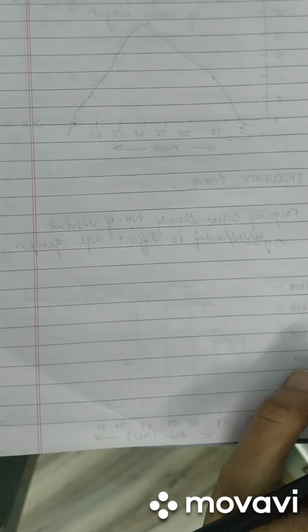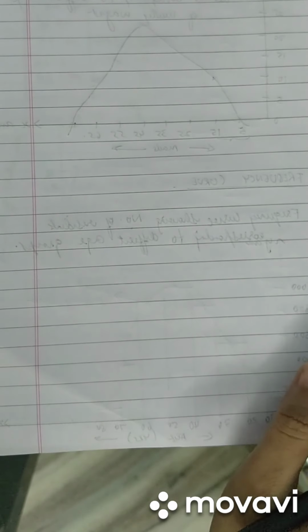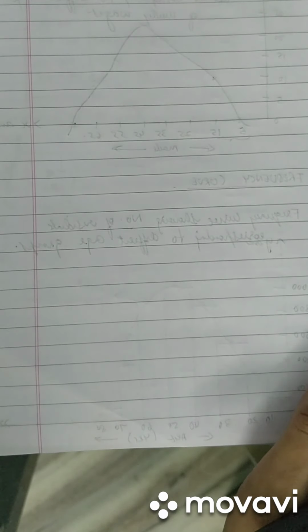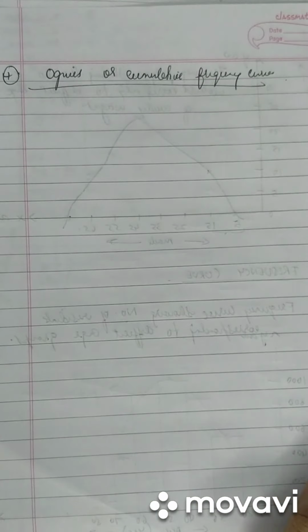Next line. A cumulative frequency curve or ogive may be constructed in two ways. Under that first one, less than method. Second one, more than method.